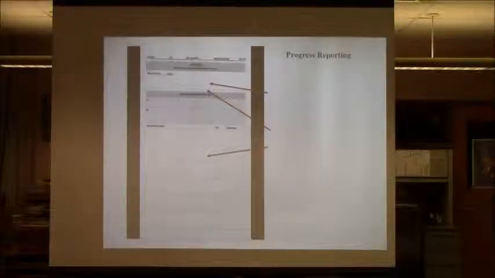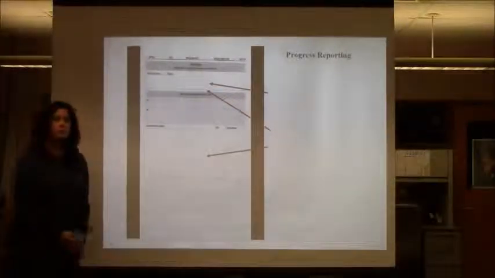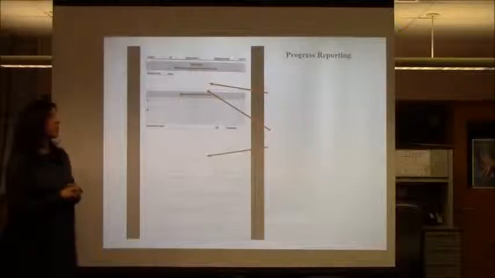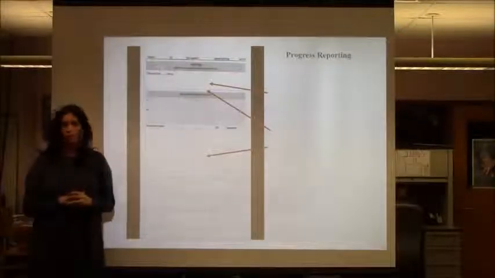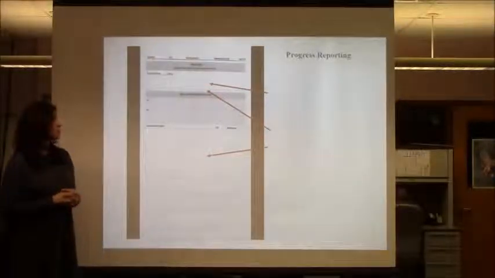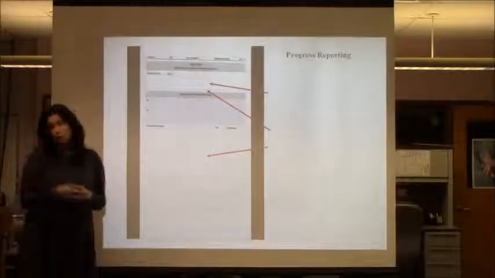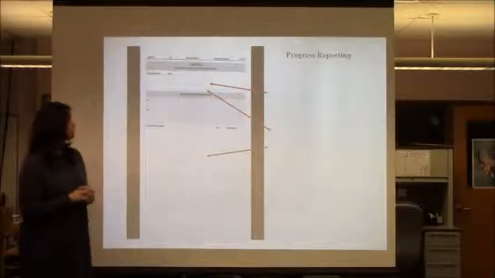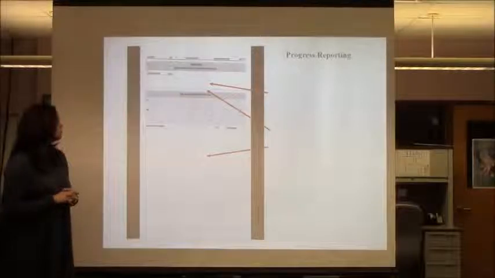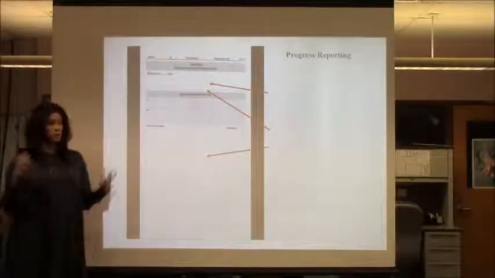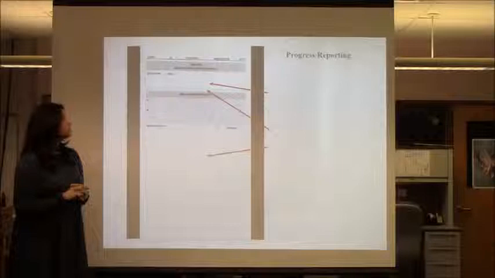The next portion is progress reporting. So you'll be receiving, as a parent, progress reports, usually coinciding with report cards. So it could be 4 times a year or 3 times a year. And this is basically indicating how your student is doing, how your child is doing. It'll indicate specific goals.